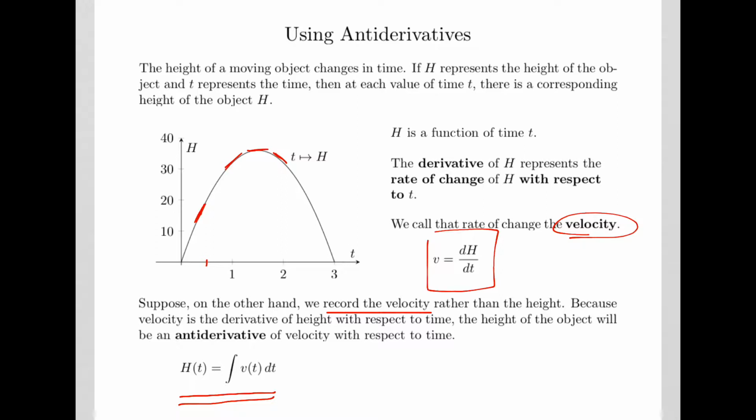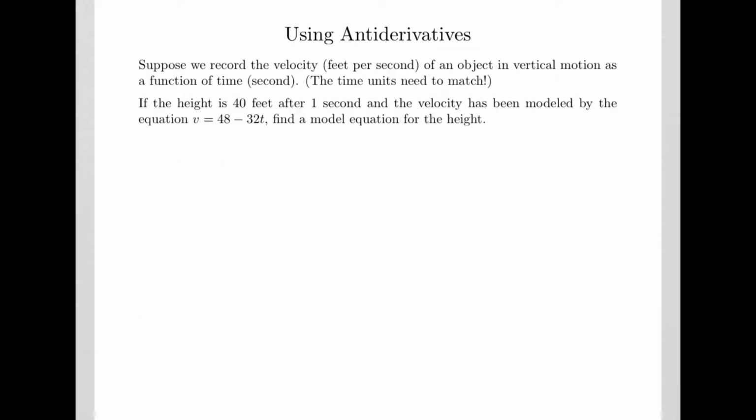So we're going to look at some examples where we're given a derivative. First we'll look at velocity, and given that velocity, we're going to find our height as a function of time. So here's our example. We're recording the velocity, and our units are feet per second. It's a unit of speed, a distance over time. It's the rate of change of position. We're recording its vertical motion, so the velocity vertically, as a function of time, and we're going to record time also in seconds.